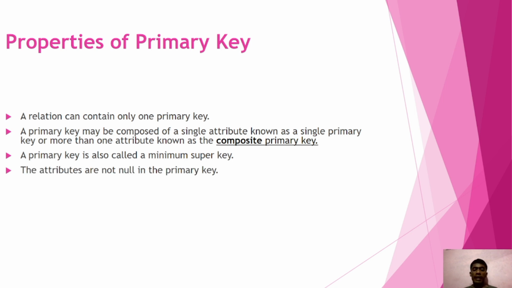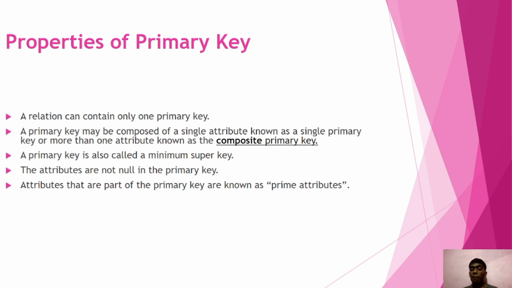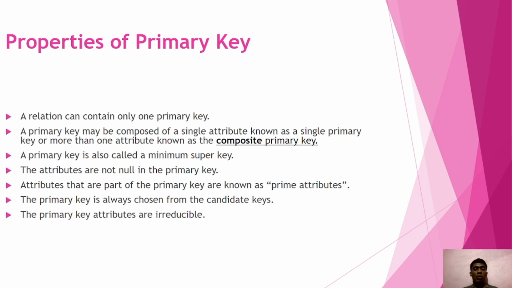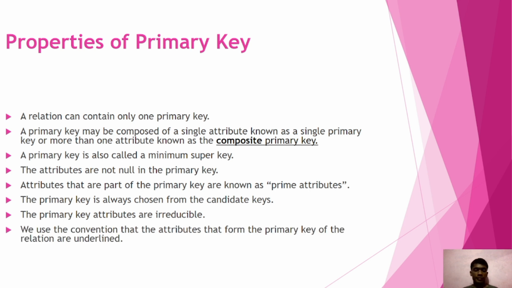The attributes of a primary key are not null. The primary key attributes must not be null. Attributes that are part of the primary key are known as prime attributes. A primary key is also chosen from the candidate keys. Primary key attributes are irreducible. We represent the attributes that form the primary key of the relation with an underline. The primary key cannot contain duplicate values. Note the point.